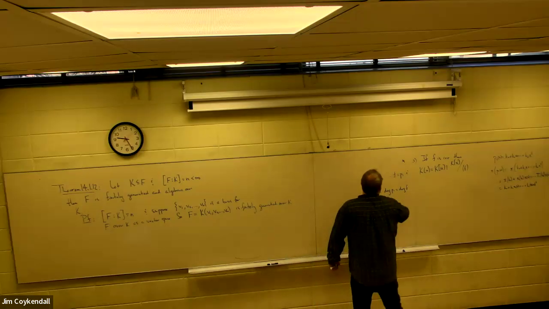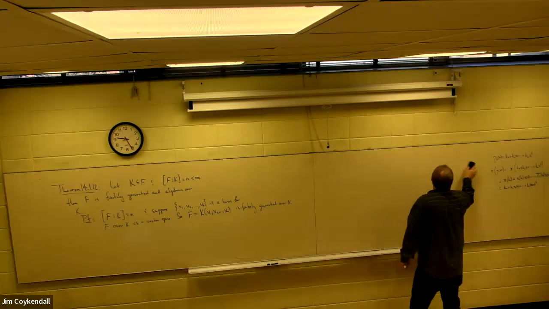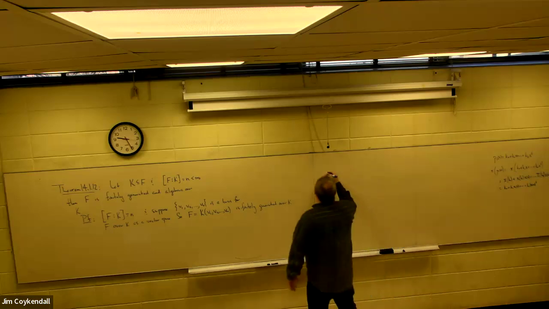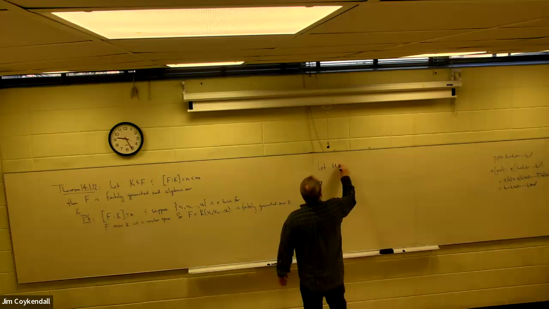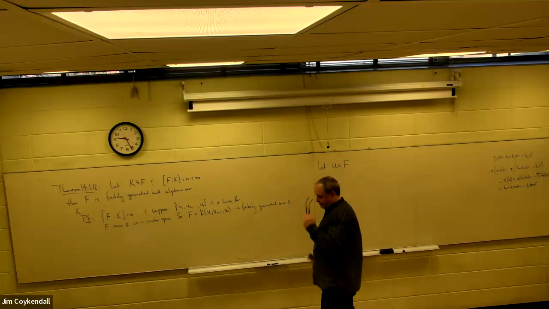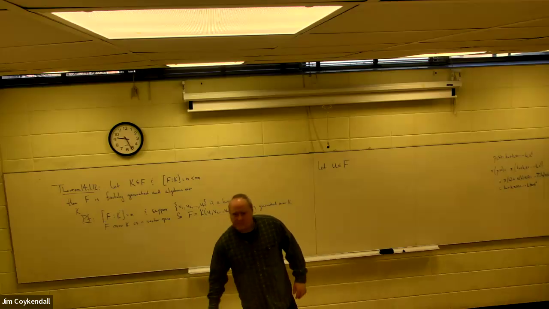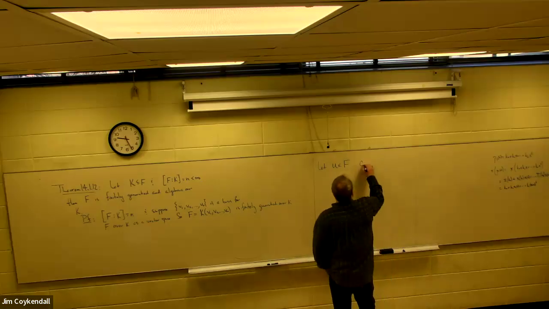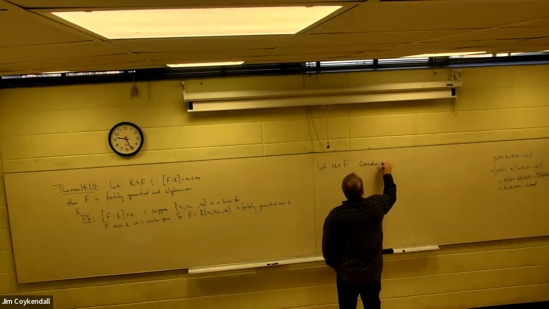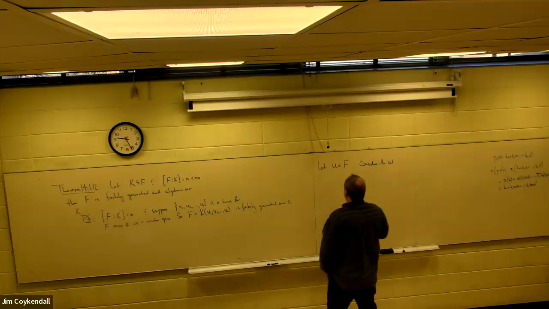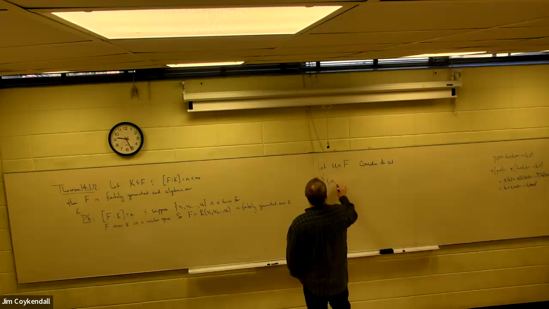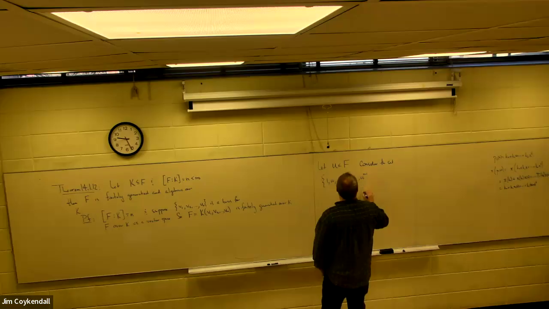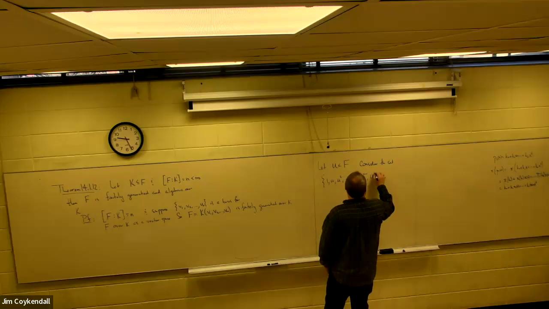Well, what we have to do, the burden on us, is to show that every element of F is algebraic over K. So let u be in F. Now, I want to consider the set 1, u, u squared, u cubed, ..., u to the n minus 1, u to the n.